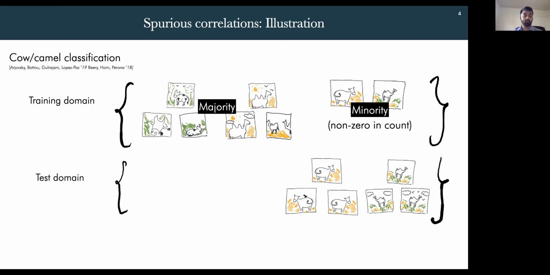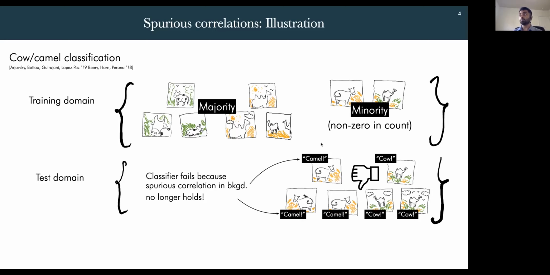What happens here? You'd observe that your classifier that you trained on the data on top ends up misclassifying all the data points here. It thinks that all the cows here are actually camels and all the camels here are actually cows. Or in other words, it's now using the background in order to primarily decide what the label is. And this is what I mean by the classifier failing under spurious correlations.